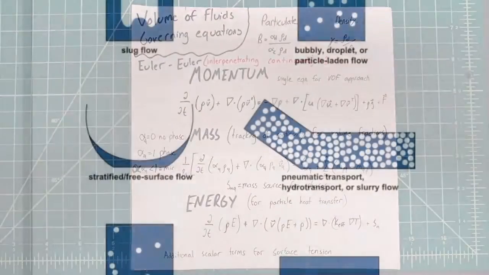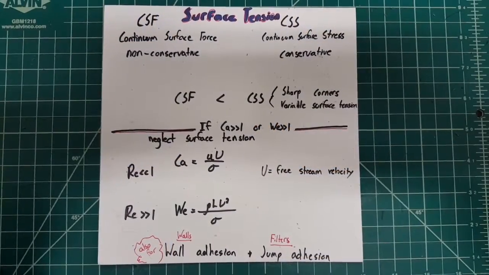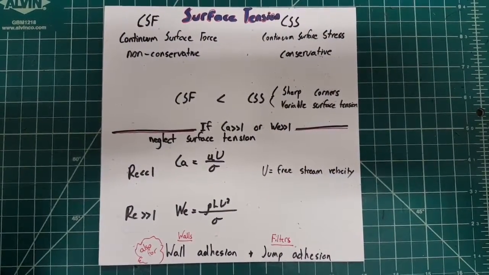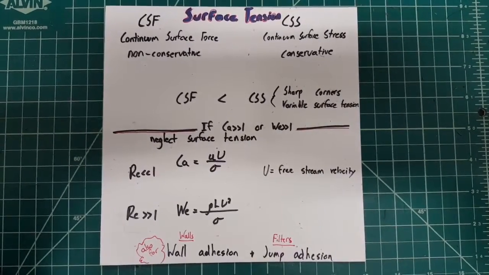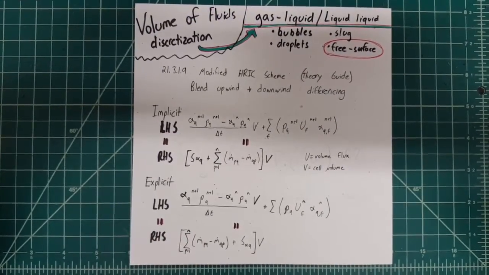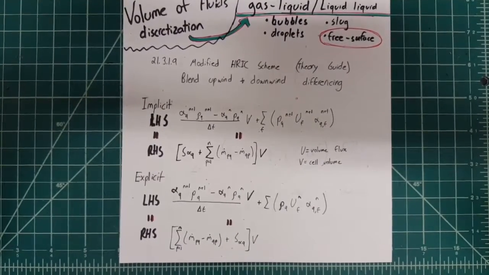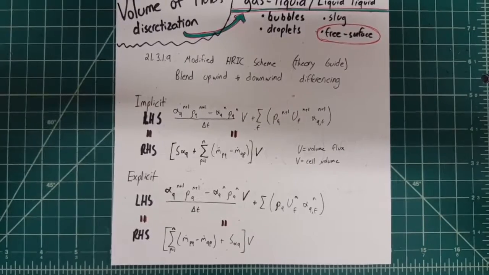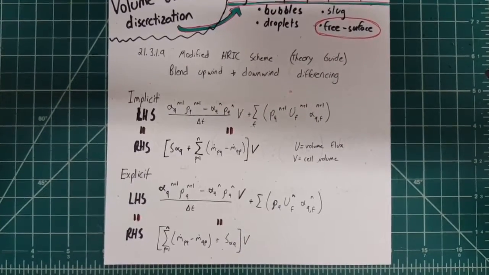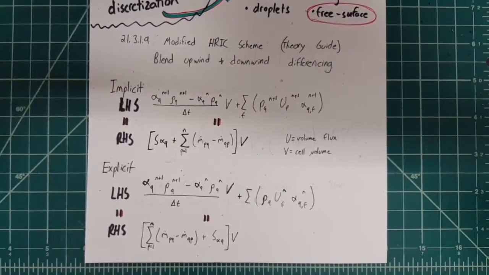It's useful for these types of solutions where you've got a slug or a stratified free surface flow, and you can account for things like surface tension with different types that are useful. Here we're actually accounting for surface tension because of the different criteria. With the volume of fluid, we've got a discretization here, in which you have an implicit or an explicit solution method, and you can use the modified HRIC scheme. See the theory guide if you want to learn a little bit more.